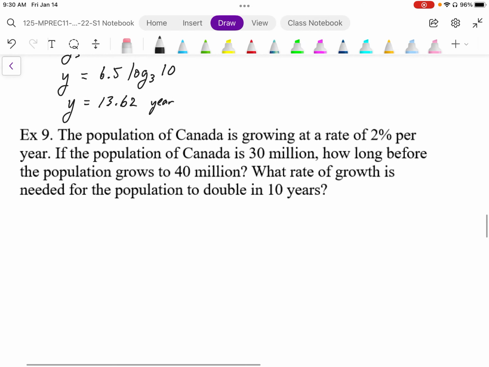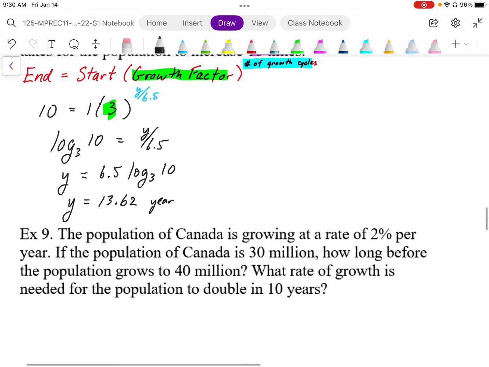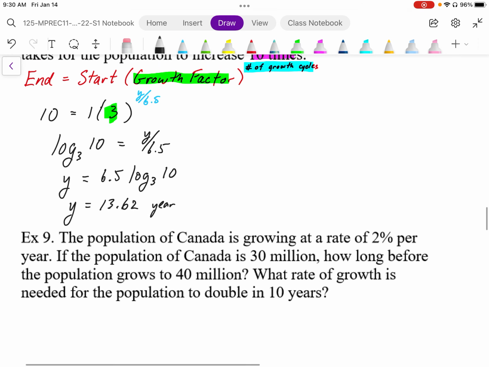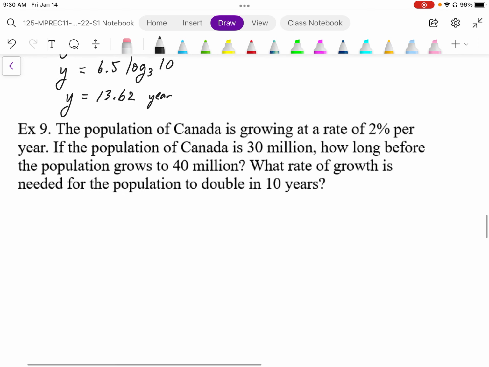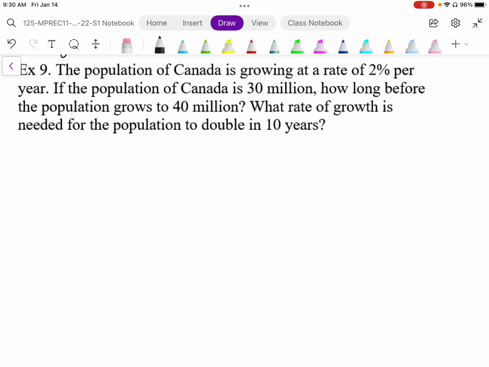So again, this is a population growth or exponential growth problem, so we want to use that same formula. The population is growing at a rate of 2%. So my end amount is 40 million. Our starting amount is 30 million.